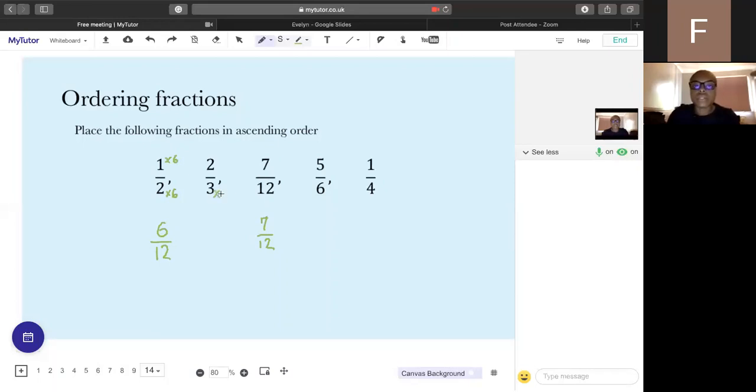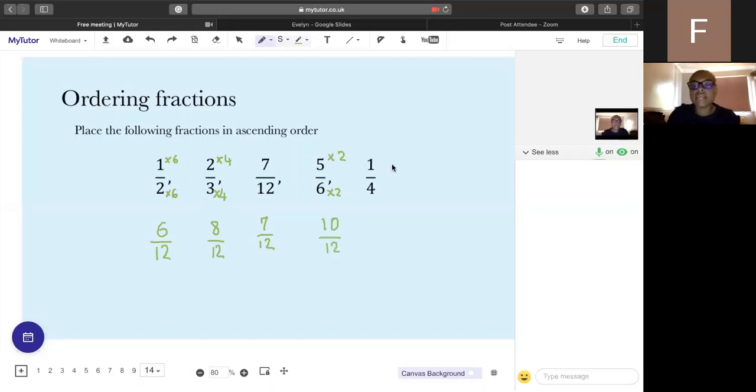So I know to get from 3 to 12, I need to multiply by 4. So I also need to multiply my 2 by 4. So I've got 8 over 12 over here. Then finally, next I've got 5 over 6. So I need to multiply by 2. So I've got 10 over 12.